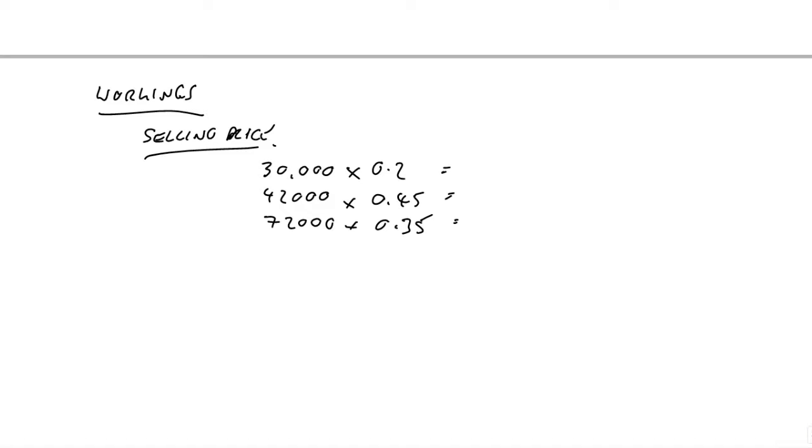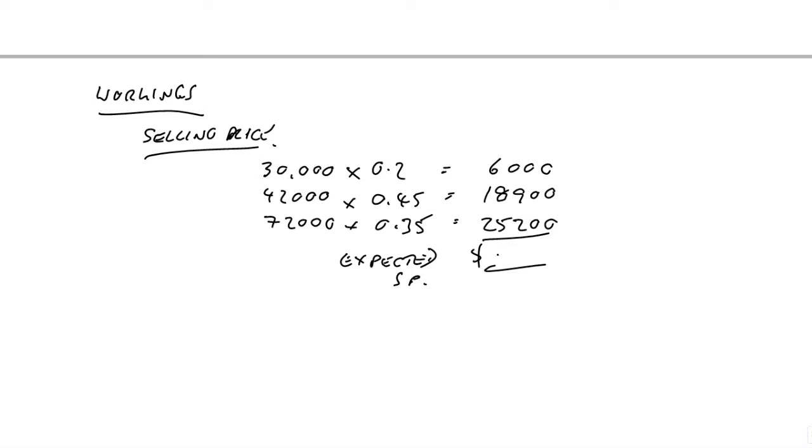0.2 times 30,000 is 6,000. 45% of 42,000 is 18,900. 35% of 72,000 is 25,200. It gives me an expected selling price. 6,000, 18,900, 25,200, 50,100 per unit.